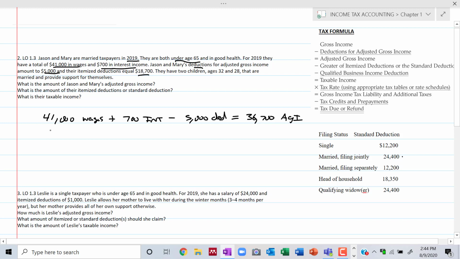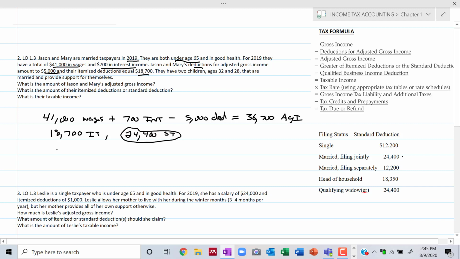Now, what is the amount of their itemized deductions or standard deduction? And so in the narrative, they let us know they had 18,700 in itemized deductions. And according to the table to the right, they're entitled to 24,400 in the standard deduction. And so, of course, you would choose the largest of the two. That's your option under the tax code. And so that means their standard deduction is 24,400.